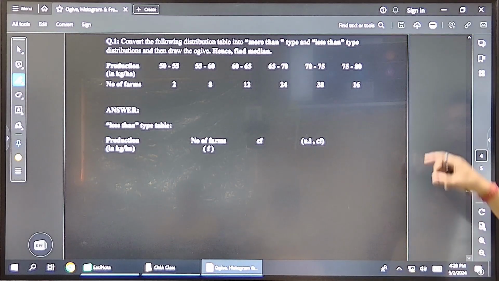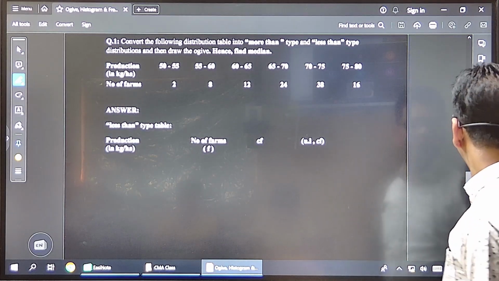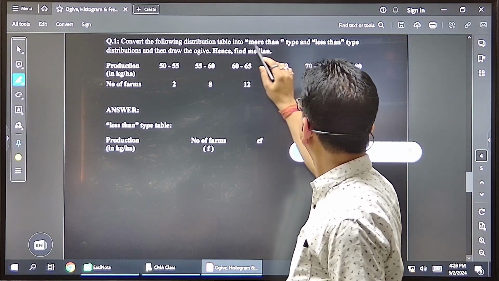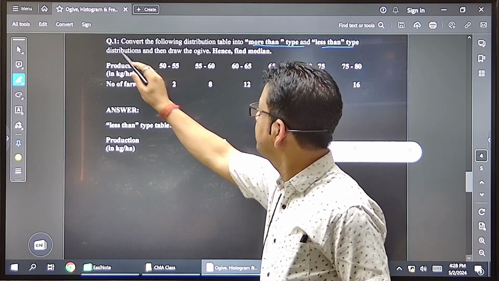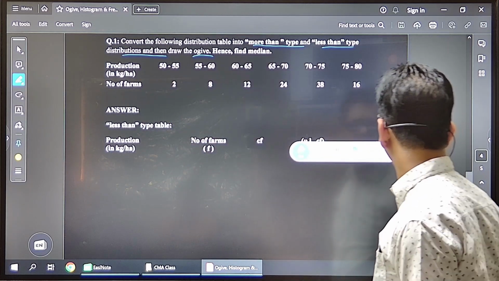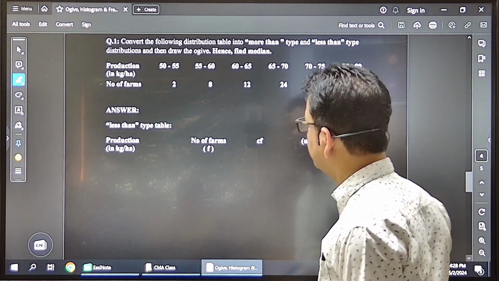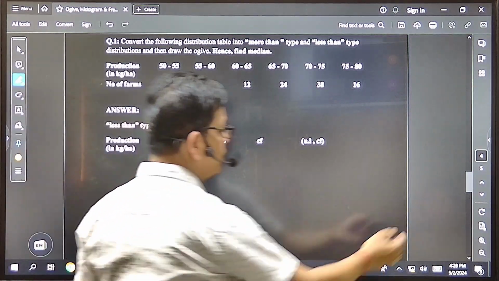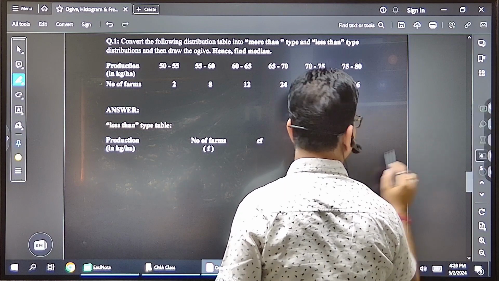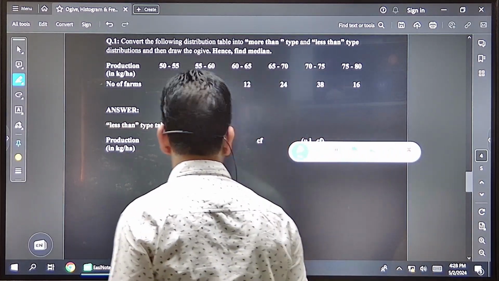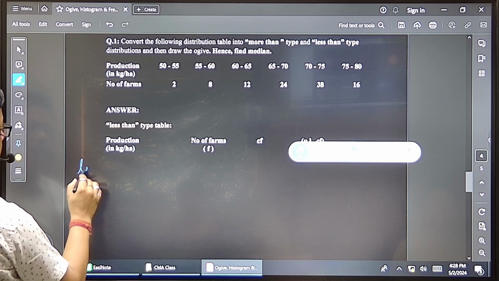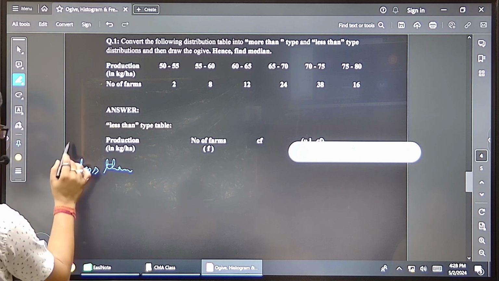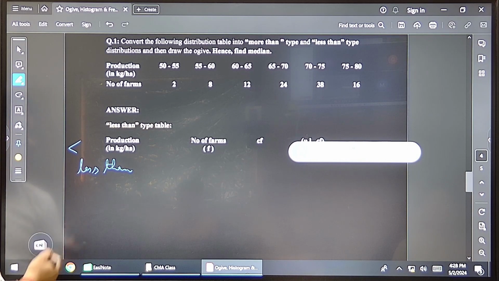Now the question is, you are asked to convert this into a less than and more than type distribution. And after that, we will be drawing the OGIVE. Now to do this, first I am trying the less than type. To draw the less than type OGIVE here, we will find less than. Instead of writing less than, you can also use the symbol, less than symbol.